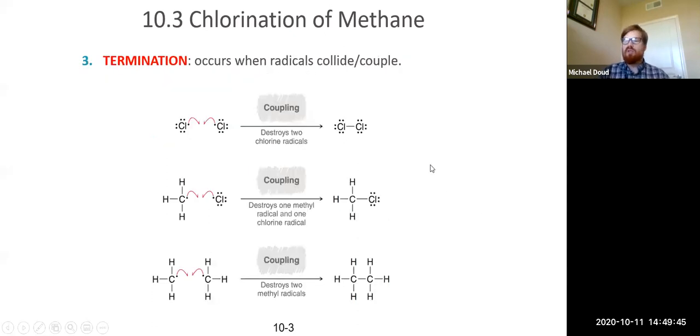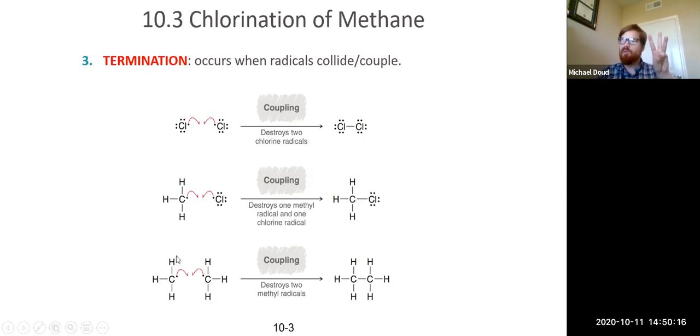Then we have the termination phase. The termination phase is any of the following coupling reactions. We only have two different radicals, so we have three different possible couplings. A chlorine radical coupling with a chlorine radical forms chlorine gas, and that just regenerates our starting material. You could also have the methyl radical reacting with the chlorine radical. That forms our product, which is a good kind of termination.